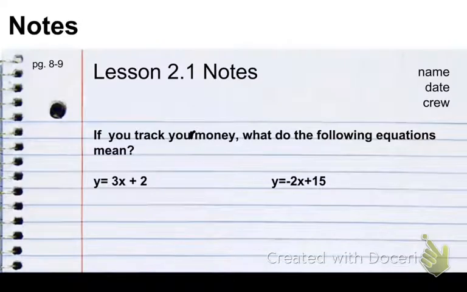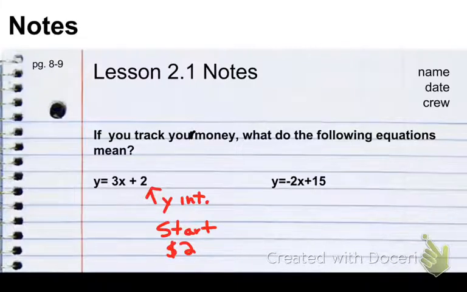Now, another way to think about this is that if you have these equations, what does it mean to have that coefficient? What does it mean to have that y-intercept? Well, let's pretend that these two equations represent the amount of money you're making or losing. What they mean is this. That plus 2 is my y-intercept. Okay? And my y-intercept represents what I start with. So, according to this equation, I started with $2.